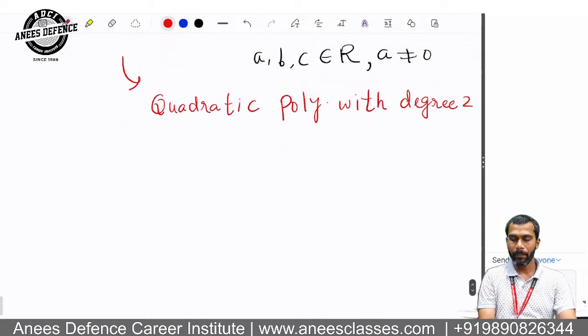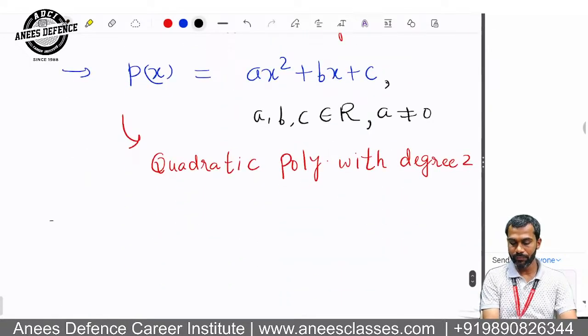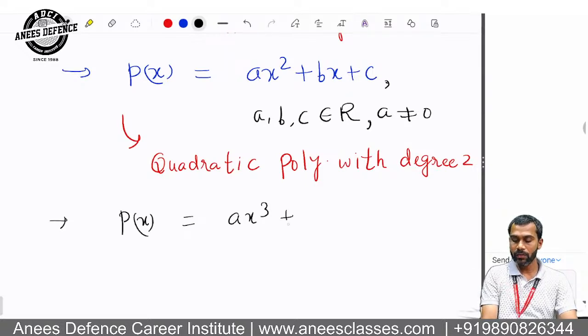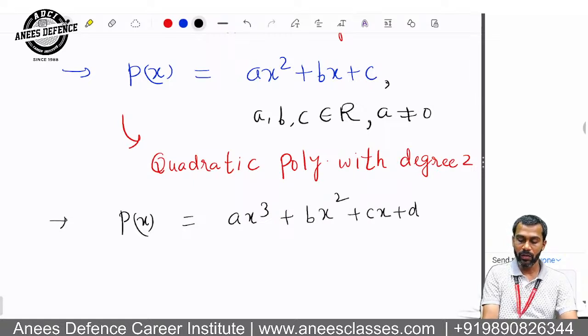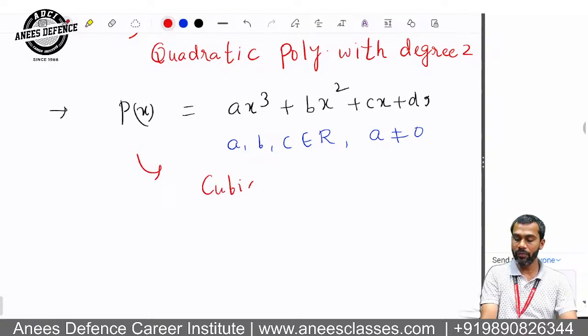Shall we move ahead? Now, what about next? Suppose if we have P of x is equal to ax cube plus bx square plus cx plus d, then what we can say, and what is the condition? Tell me. What is the condition? A, B, C are real numbers where a cannot be equal to 0. Then what we can call this particular polynomial? Cubic polynomial with degree 3.